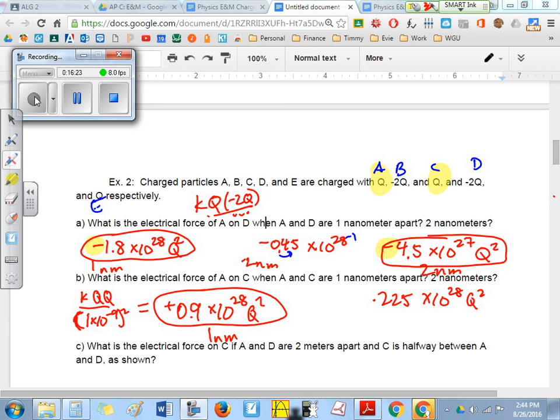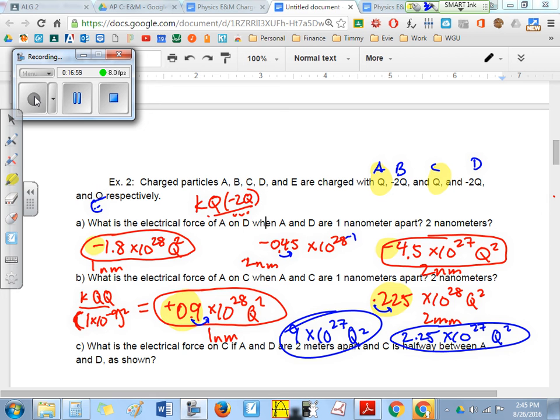Both of these really should be put into scientific notation. Remember, scientific notation is where you have right here a number between 1 and 10, which we do not have, actually. So let's fix that real quick and we'll move on. If you move this over one space, it's 9 times 10 to the 27th, Q squared. And this one, you'll move it over one space. Since you're moving to the right, you steal one from the tens. So it's 2.25 times 10 to the 27th, Q squared. And these are all Newtons.